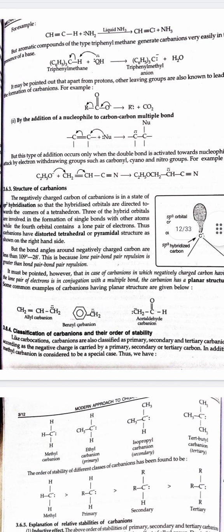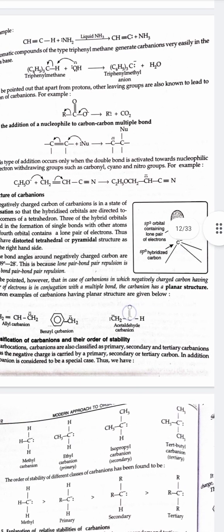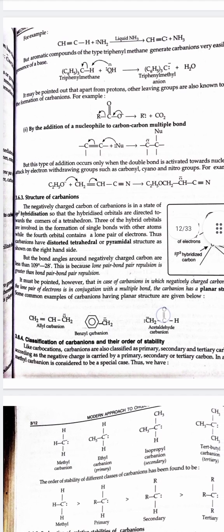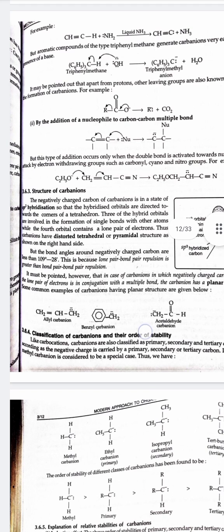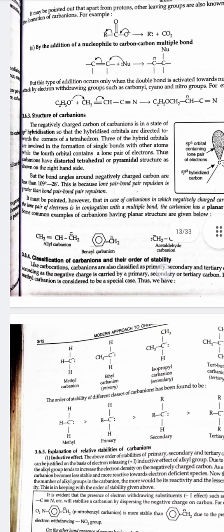It must be pointed out, however, that in case of carbanions in which negatively charged carbon having the lone pair of electrons is in conjugation with a multiple bond, the carbanion has a planar structure. Some common examples of carbanions having planar structure are given below: allyl carbanion, benzyl carbanion and acetaldehyde carbanion. Classification of carbanions and their order of stability.